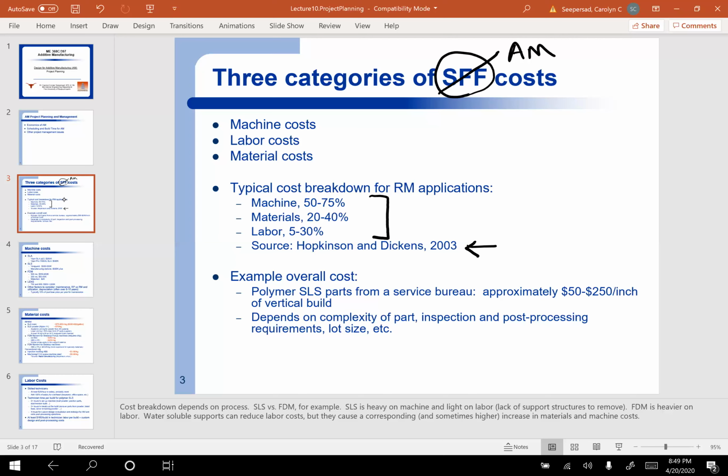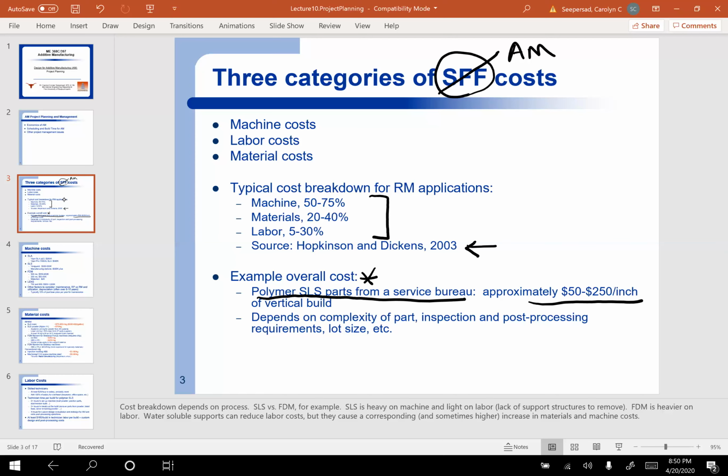If we think about overall cost, polymer SLS parts from a service bureau typically start out at somewhere around $50 per inch of vertical build space that they occupy. So if you have a small 1-inch, inch and a half part, you might start by paying maybe $50 or so for that part. It could be more expensive depending on the complexity of the part and the size of the part in the XY plane. But that's a good place to start.